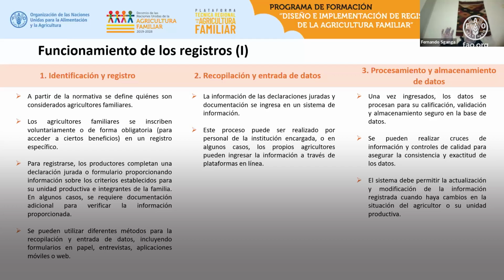Data collection and entry. Overall, all these registries will go into an information system. If it's paper-based, all this information may be uploaded, or if this is an online platform, well, that means we have to keep an IT platform. And then the processing, analysis, data processing and storage is a third stage, in which, through given processes, we can identify that it's a family farmer, and then data are stored.